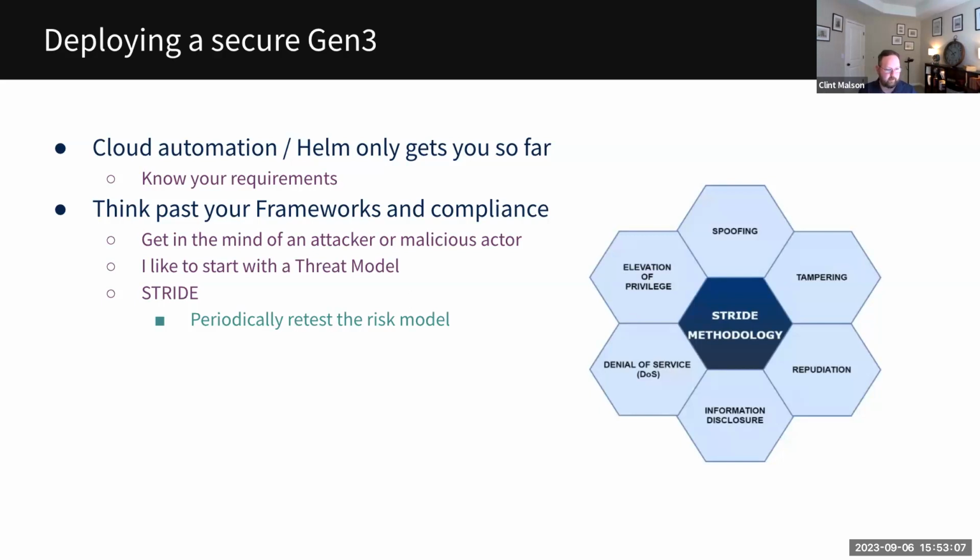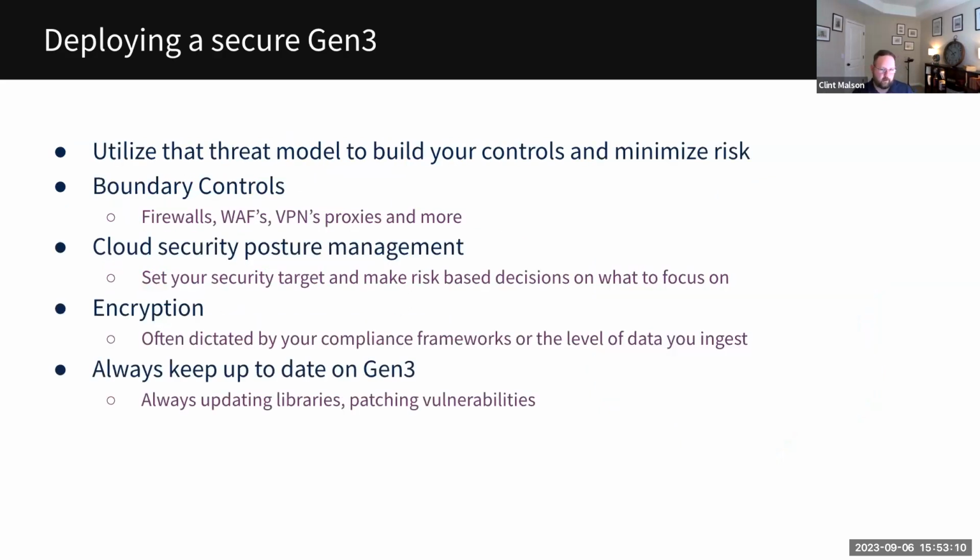When you take that threat model and you really understand where you are in the environment and what your threat actors are, you can start to build controls to minimize that risk. We talked about boundary controls. Gen3 doesn't really come with a firewall necessarily, and we support whatever you want to bring. WAFs, web application firewalls. How are you going to protect against bot attacks and all of those kinds of things?